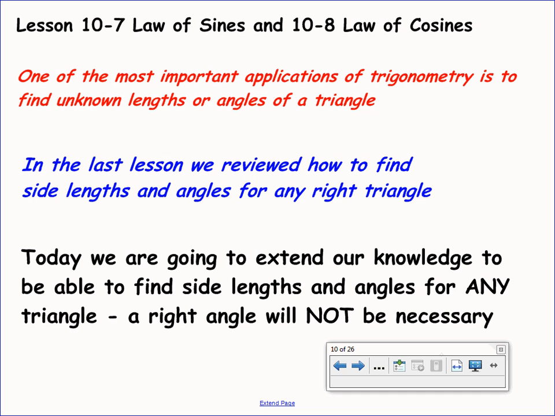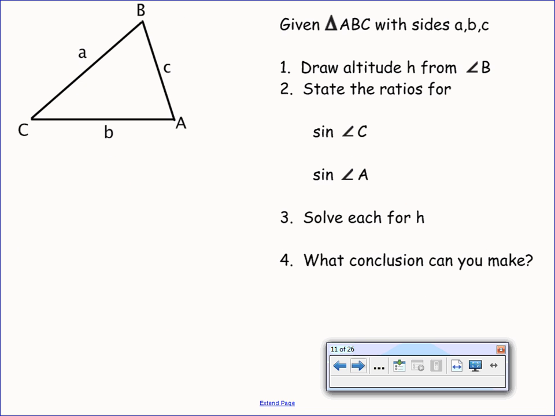One of the most important applications of trigonometry is to find unknown lengths or angles in triangles. In the last lesson we reviewed how to find side lengths and angles for any right triangle, where we had the 90-degree angle. Today we're going to extend our knowledge to be able to find side lengths and angles for any triangle. A right angle will not be necessary. So let me give you an idea of what we'll be able to do.